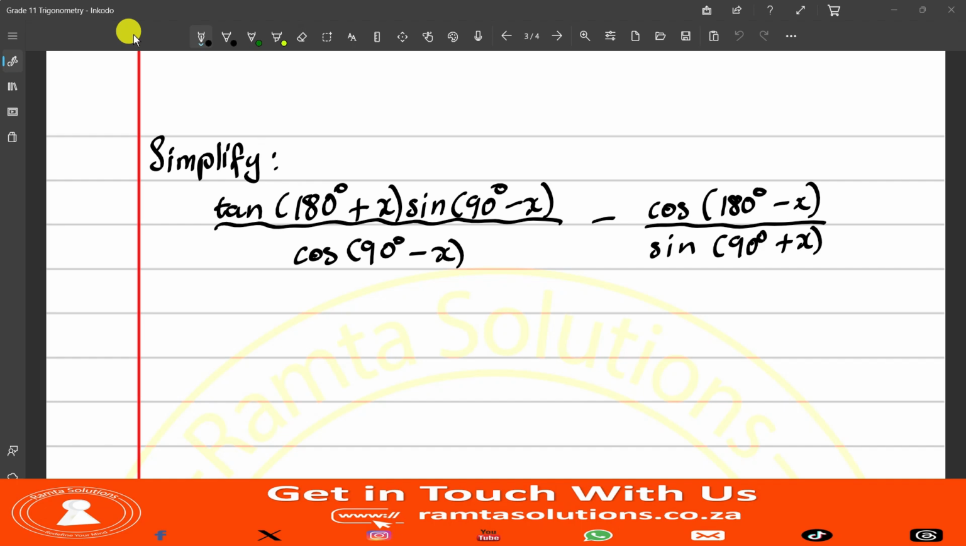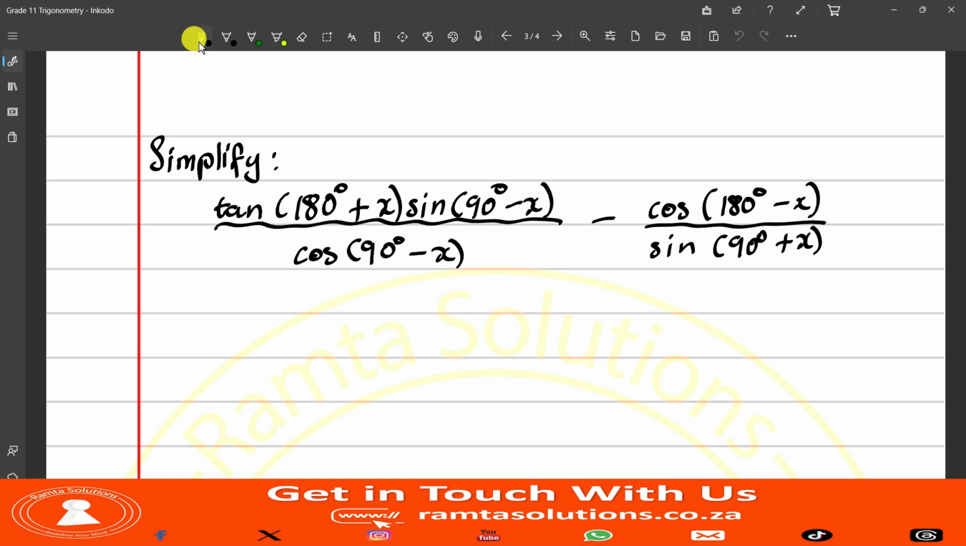Hello guys, today we are simplifying tan(180° + x) multiplied by sin(90° − x) all over cos(90° − x), all these subtracting cos(180° − x) over sin(90° + x).